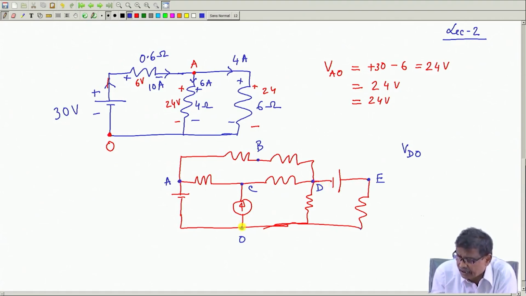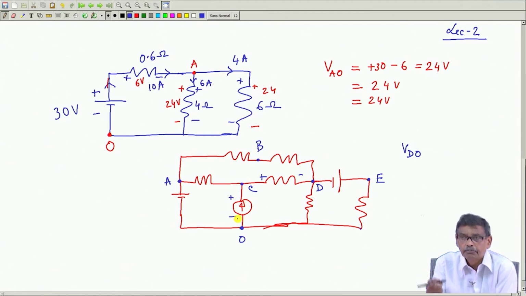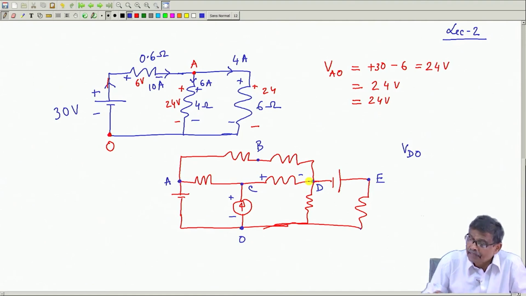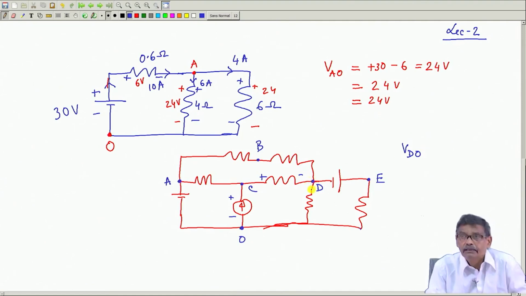For example, in this case I will try to reach the point D via this path: O to C I will go, then C to D, and while going I will note down the voltage drop here, which I must know with polarity. Similarly, I must know the voltage drop here, whether it is a voltage rise or a voltage drop. If it is a voltage rise, plus sign; if it is a voltage drop, minus sign. You can reach D.